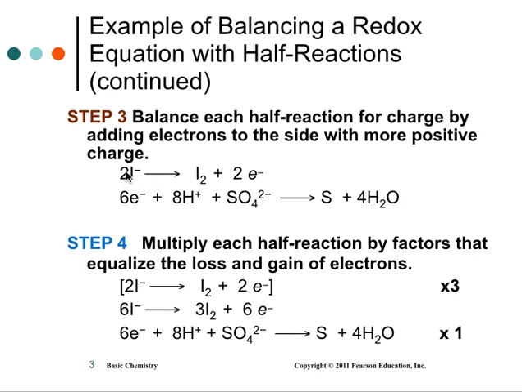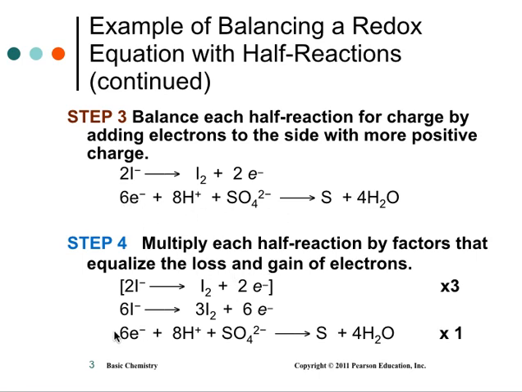So on the top, I've got 1 on the left and 2 on the right. I multiply all of these by 3. So I'm going to do 2 times 3, okay, is 6I⁻. I'm going to do 3I₂, and I'm going to do 3 times 2 is 6 electrons. So on the oxidized side, I end up with 6I⁻ yields 3I₂ plus 6 electrons. On the bottom, I didn't have to do anything because it was already 6.